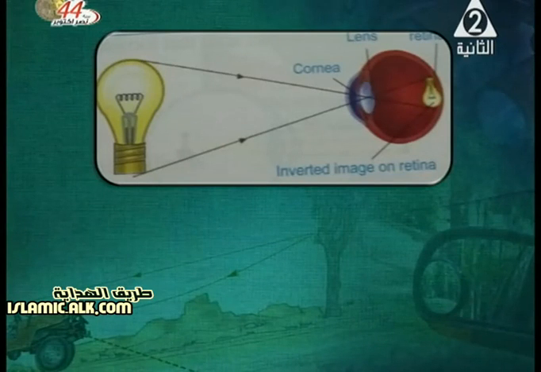Our eye consists of: number 1, the cornea; number 2, a convex lens; number 3, the retina. This is a lamp. The reflected rays from the lamp intersect and are collected at the convex lens of our eyes to form a small inverted image on the retina. The image must be at the retina of our eyes.